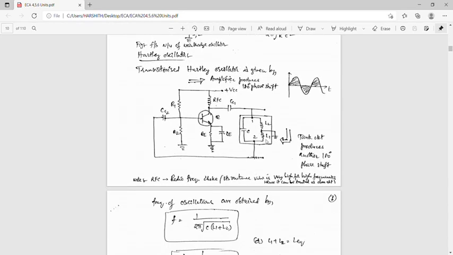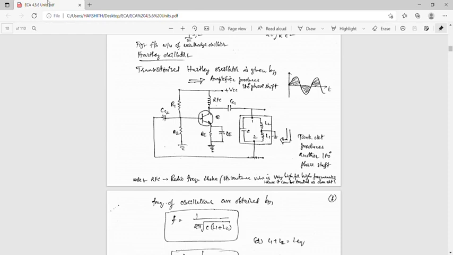And the next one is the Hartley oscillator. RC oscillators are of two types: the RC phase shift oscillator and the Wien-Bridge oscillator. And LC oscillators are Colpitts oscillators, Clapp oscillators, Hartley oscillators, and so on. So the RC phase shift oscillators are over.